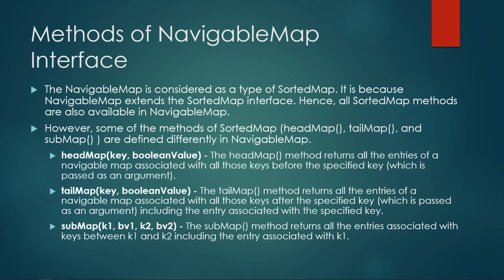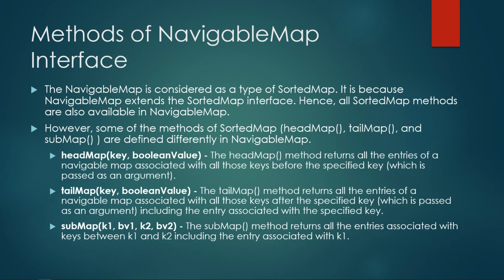Moving on, methods of navigable map interface. The navigable map is considered as a type of sorted map. It is because navigable map extends the sorted map interface. Hence, all sorted map methods are also available in navigable map. However, some of the methods of sorted map, that is head map, tail map, and sub map, are defined differently in navigable map. So the head map method returns all entries of a navigable map associated with all those keys before the specified key, which is passed as an argument.